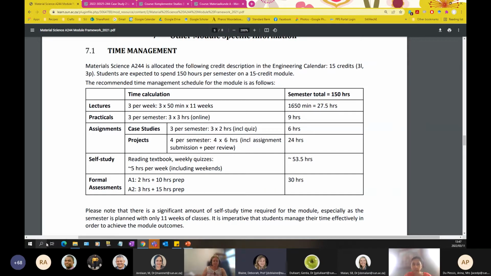So I was trying to push to have this time management information included in our frameworks. But I was just told the documents are too lengthy, and people don't pay attention. But I really feel it should be a consistent document across the faculty, and it should be available.